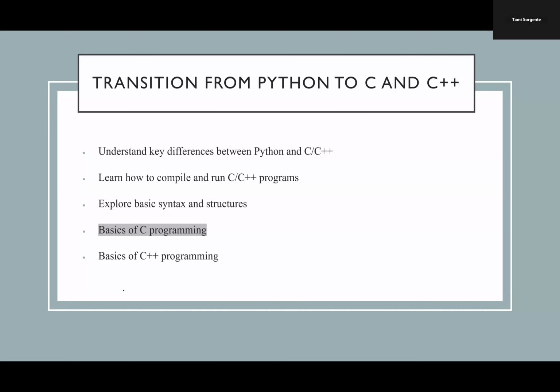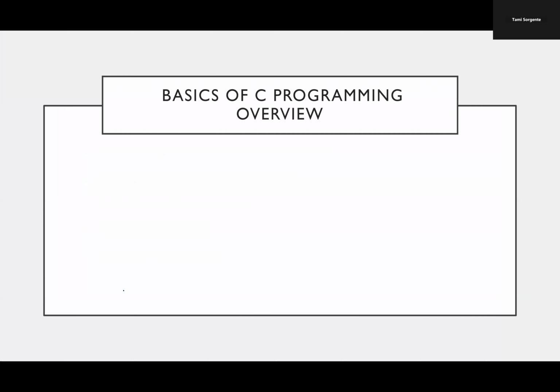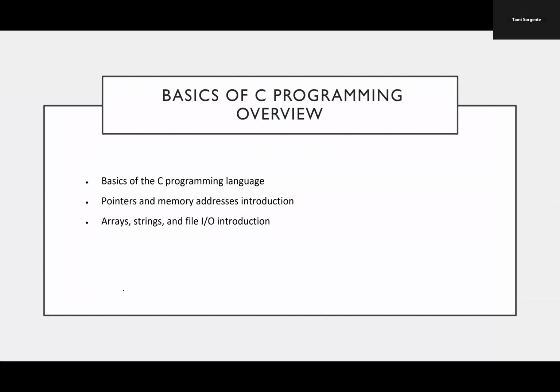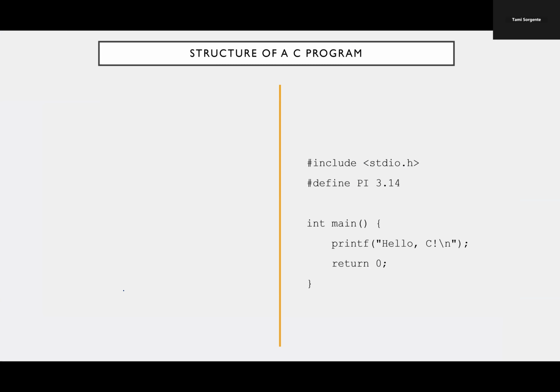All right, a little bit more about C programming and C++ programming. So C uses pointers and memory addresses, which we will get into this semester, also in C++. But let's just go over again, just to review the structure of a C program. The C program uses stdio.h. This is a preprocessor directive. In C++, you use iostream.